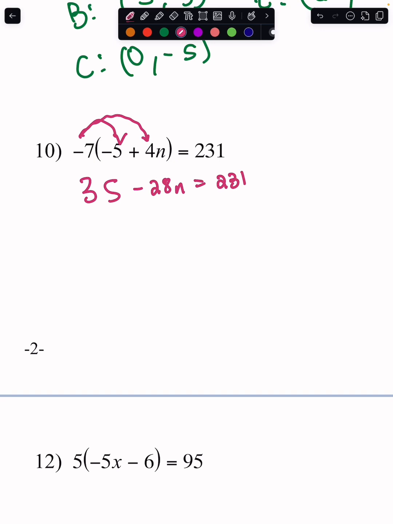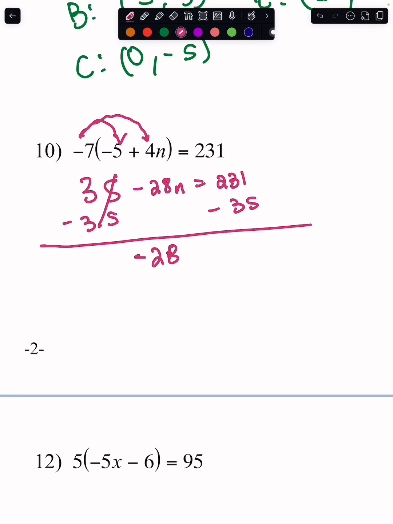-28N equals 231 minus 35. And that ends up being 196 after I divide both sides by -28. 196 divided by -28 is going to leave me with -7.